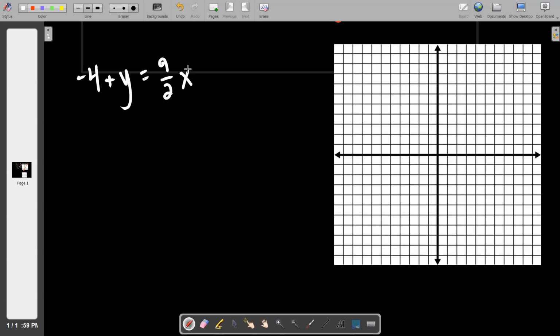How would we get y by itself to graph? Just add the 4 to the other side. And if I add that 4 to the other side, I get y equals 9 halves x plus 4. This example and the next example serve multiple purposes. The first thing I wanted to say is that not all fractions are bad. Not all fractions need to be destroyed. If it's a slope fraction, we kind of like it already.